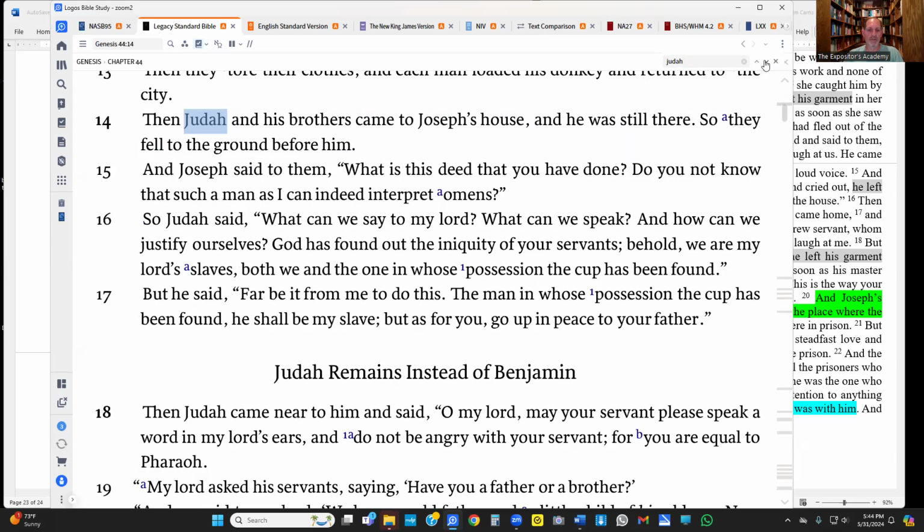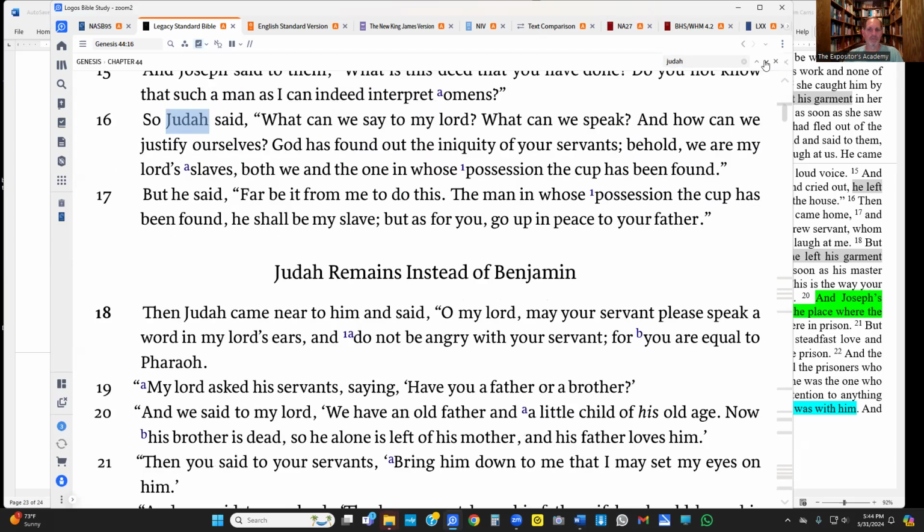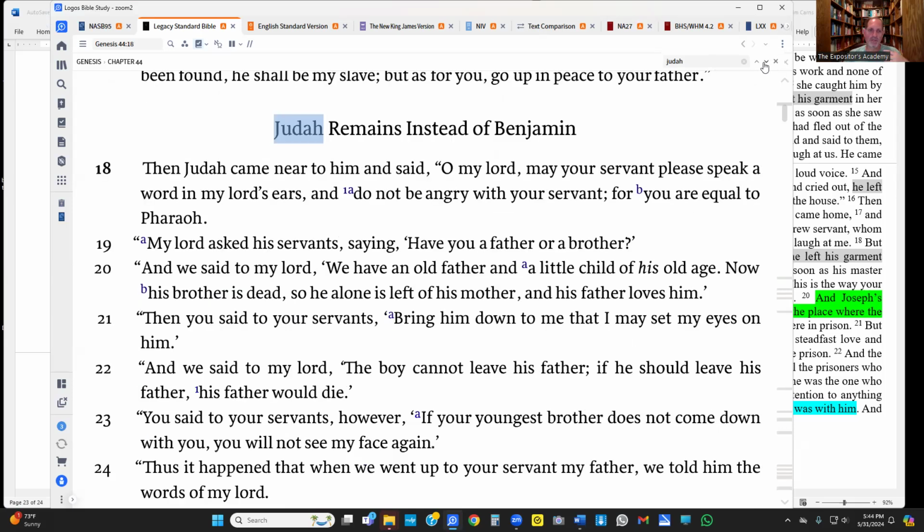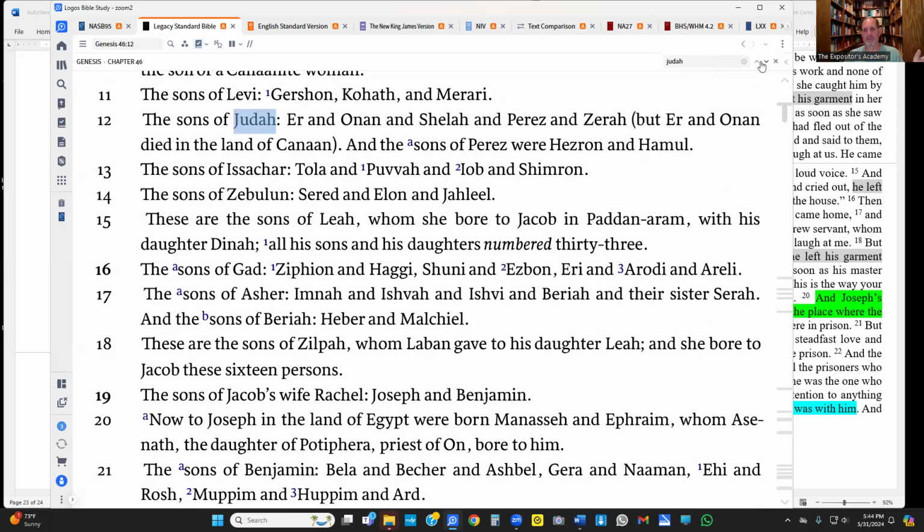And then even as we get towards the end, Judah just takes this prominent role. Judah stays in the prison with Joseph instead of Benjamin. So he shows this noble character, almost a change of heart in his character in the course of the story. And so it's really interesting.